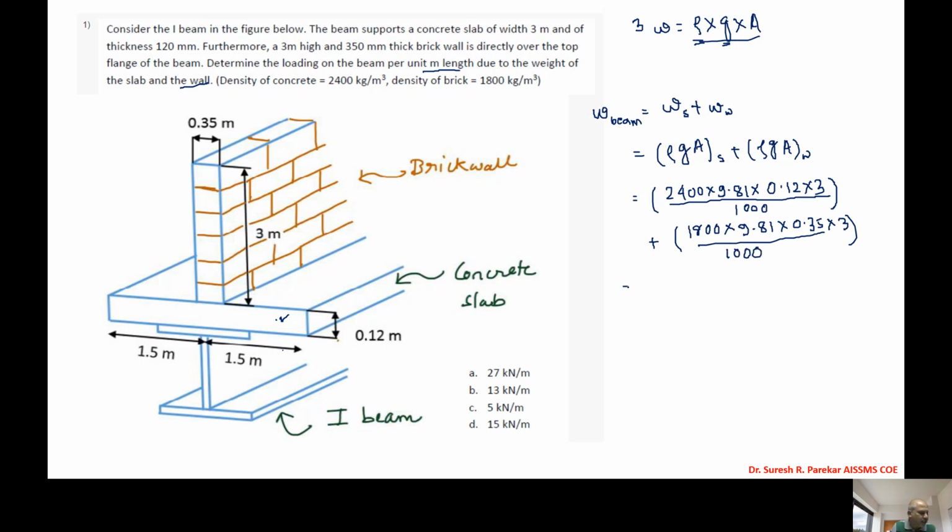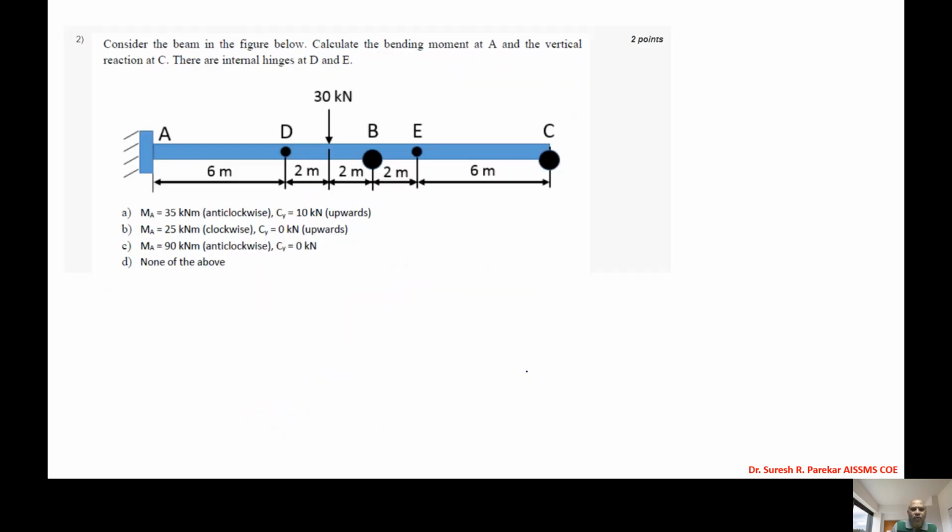If you solve this, we are going to get 8.475, which will be the weight per meter due to slab, plus 18.54, which is the weight due to wall, and this value comes to 27.01 kilonewton per meter. So your option is A, 27 kilonewton per meter. Now we will go to the second.